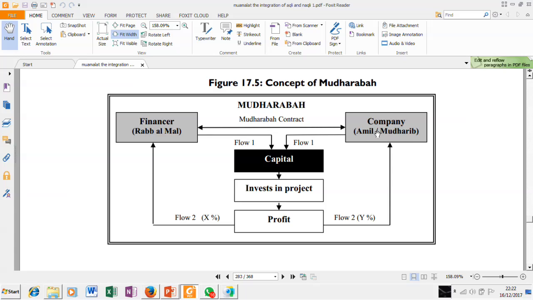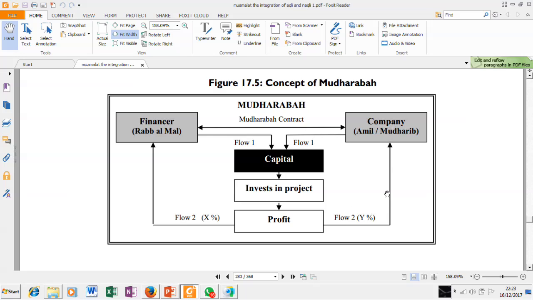So basically the company, which is the mudarib or amil, and the financier, which is rabbul mal, will enter into a mudharabah contract, whereby the financier will contribute capital and the amil will contribute entrepreneurship, in terms of their effort and energy to manage the company. Then they invest in the project, and the profit will be determined in terms of a profit ratio. For example, 70% to the financier and 30% to the mudarib or the company.